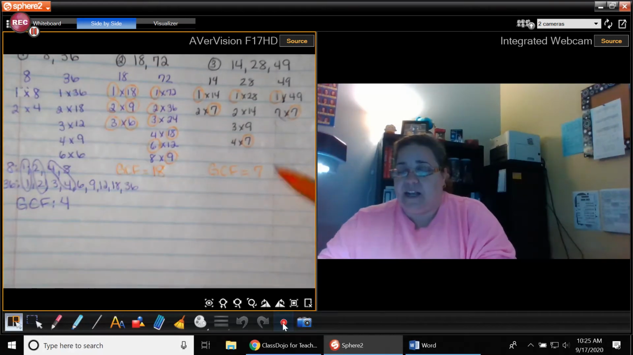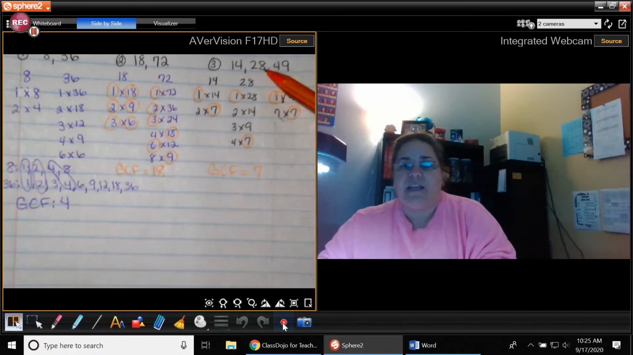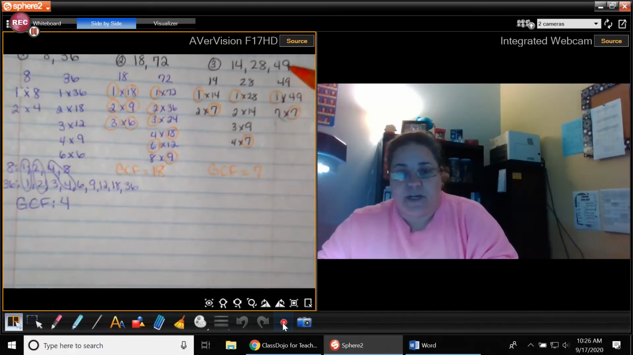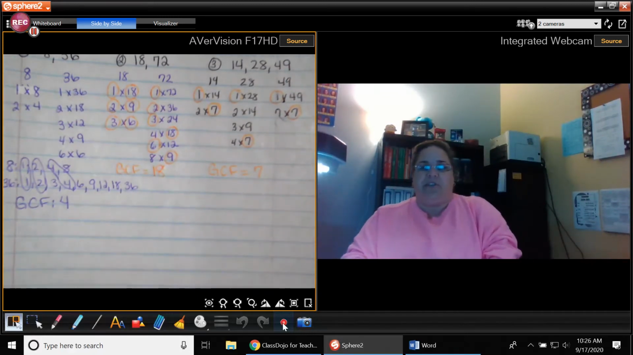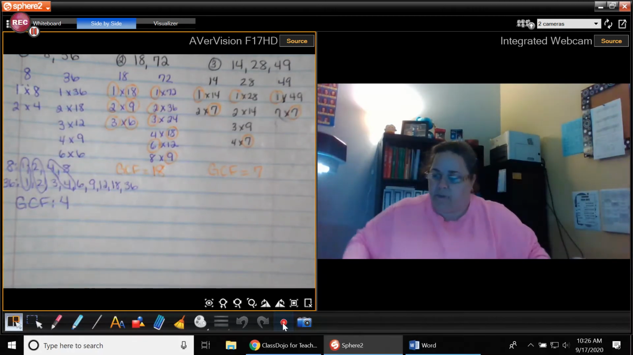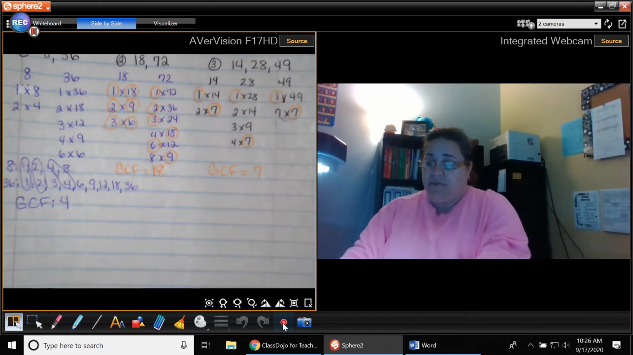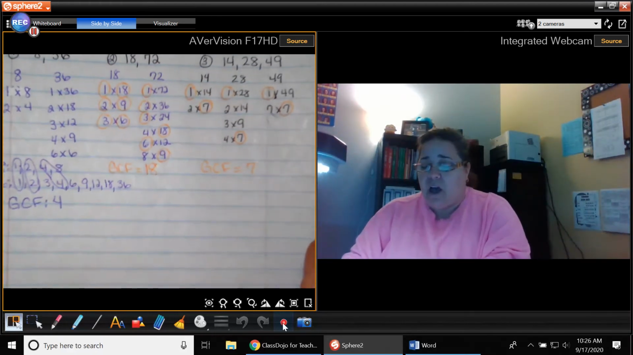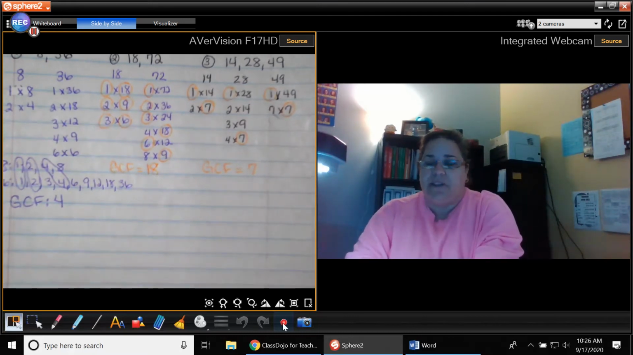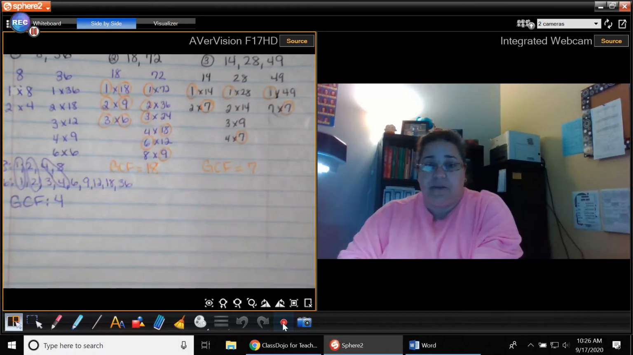Okay? And the quick check is take the 7. Can the 7 divide into 14? Yes. Can the 7 divide into 28? Yes. Can the 7 divide into 49? Yes. Okay, so double check that you definitely have a good factor, because sometimes we just write the wrong number accidentally, okay? So now you have solved them using your listing factors method, okay?